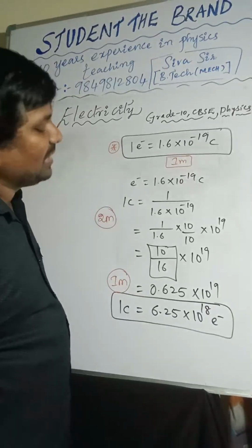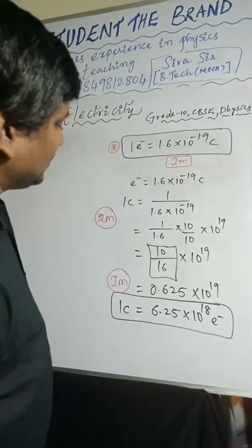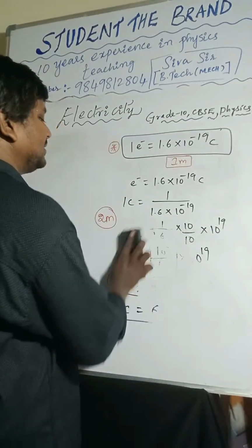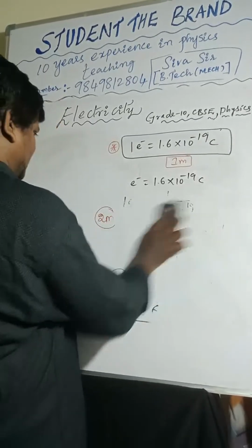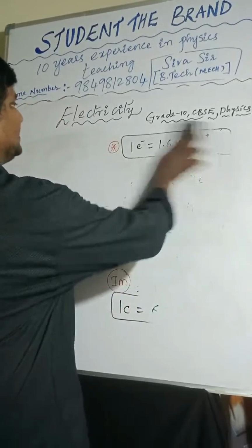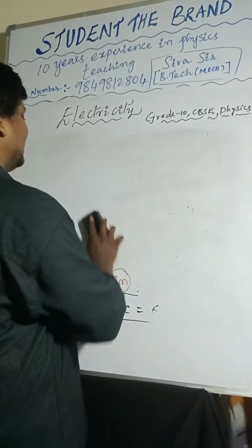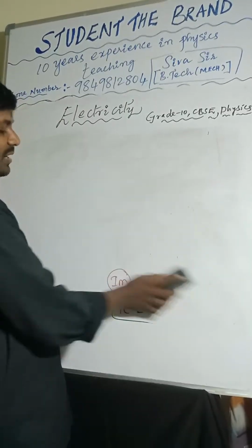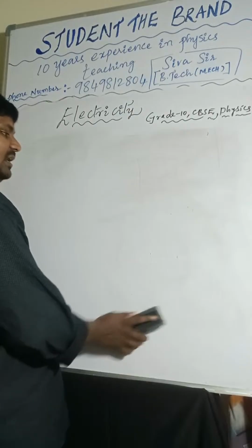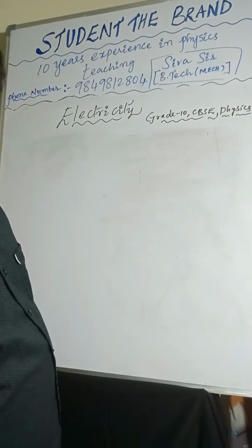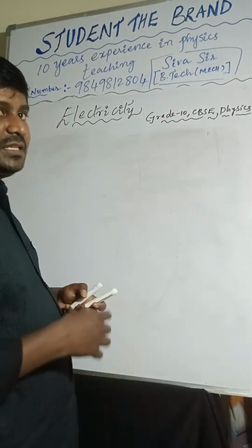In electric current, there are 2 types of current, based on the direction. Sir, why are you saying 2 currents when it is electric current only? Based on the direction, positive charges, negative charges, accordingly.